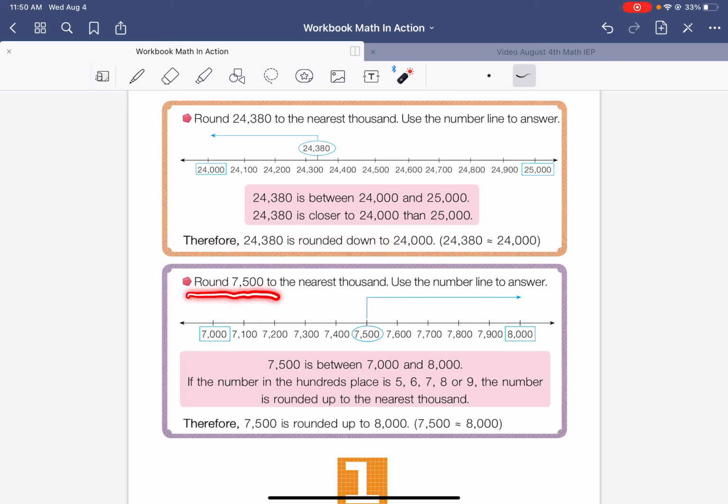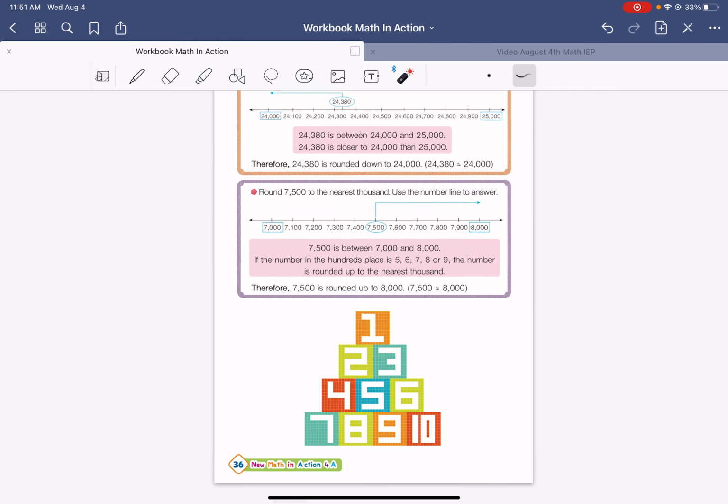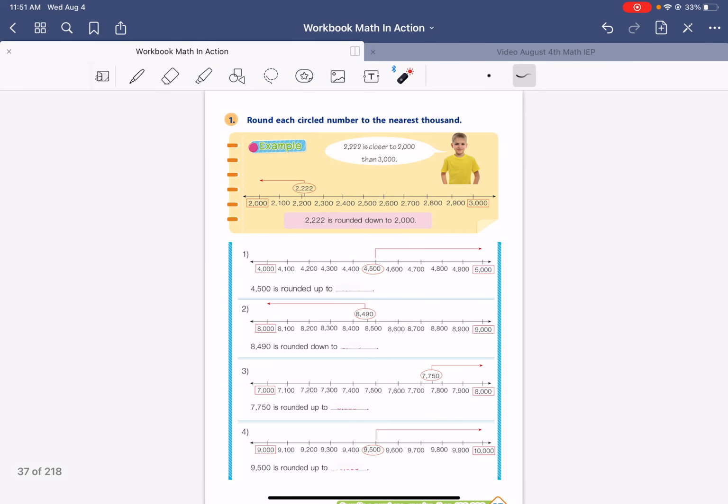Round 7,500 to the nearest thousand. Use the number line to answer. We have 7,000, 8,000. 7,500 is in the middle. 7,500 is between 7,000 and 8,000. It's in the middle. If the number in the hundreds place is 5, 6, 7, 8, or 9, the number is rounded up to the nearest thousand. So we're going to go up. Remember, 5, 6, 7, 8, or 9, we go up. Therefore, 7,500 is rounded up to 8,000.